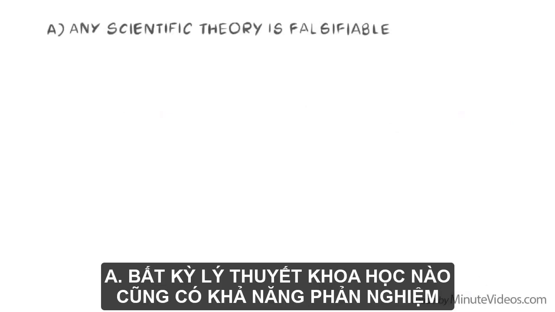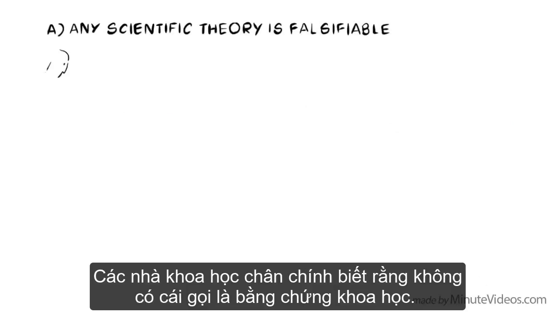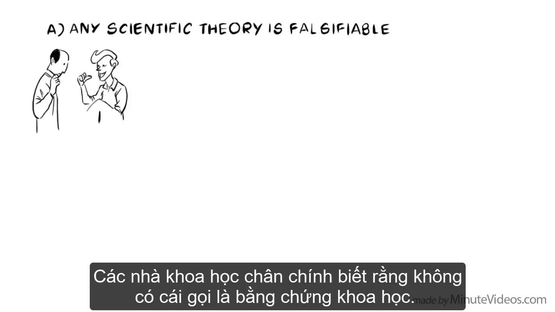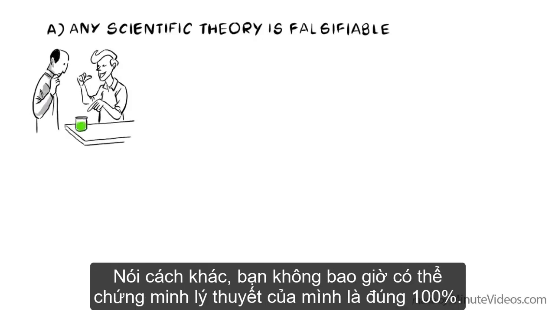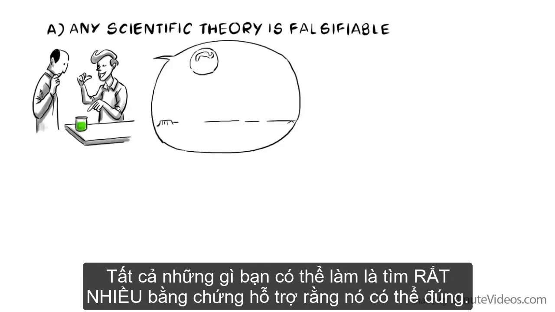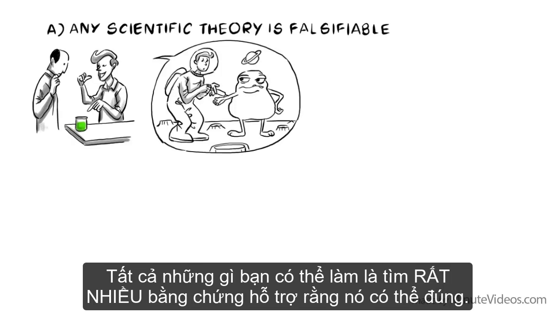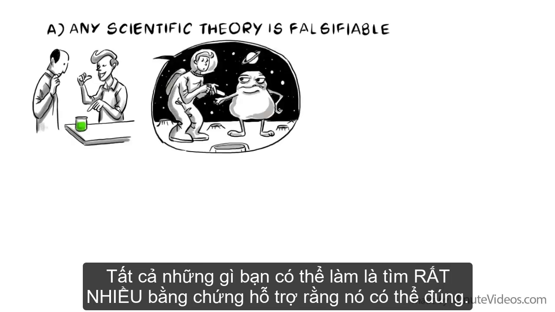A. Any scientific theory is falsifiable. Real scientists know that there is no such thing as a scientific proof. In other words, you can never prove your theory to be 100% right. All you can do is find a lot of supporting evidence that it could be correct.